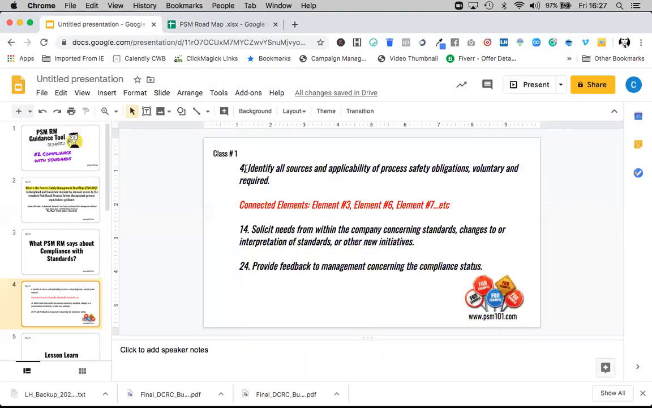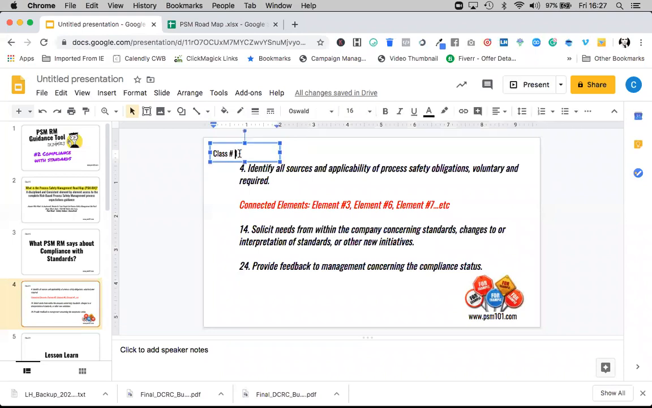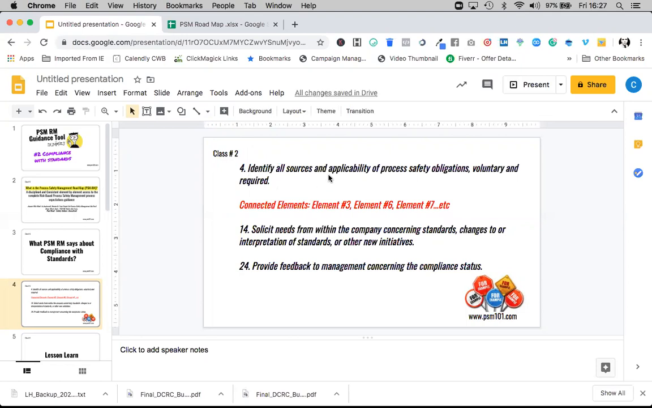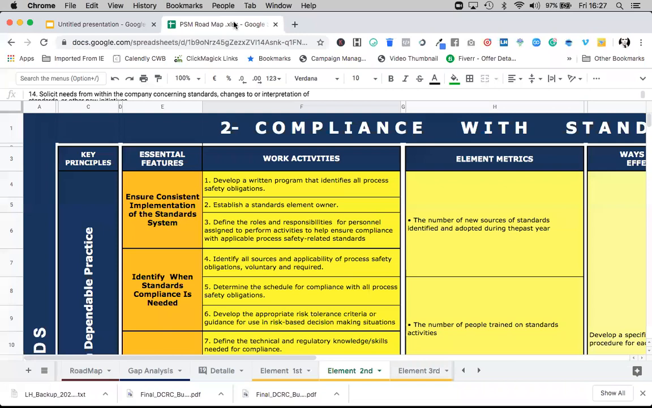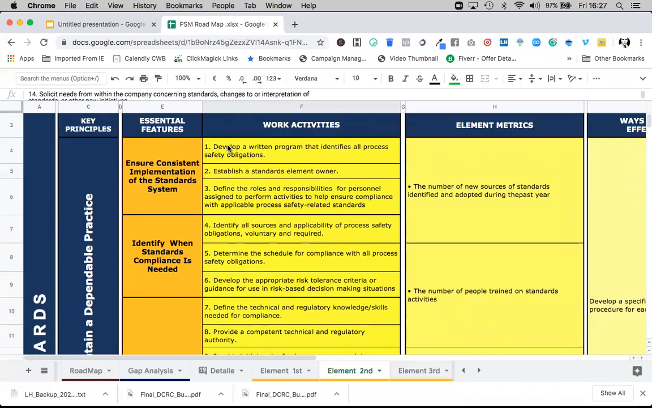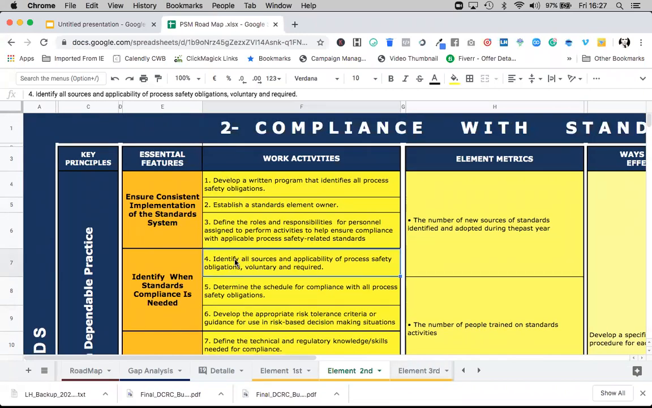Just let me show you what we are saying here. For element number two, number four is: identify all sources and applicability of process safety obligations, voluntary and required. This is part of the essential feature, identify when standards compliance is needed.